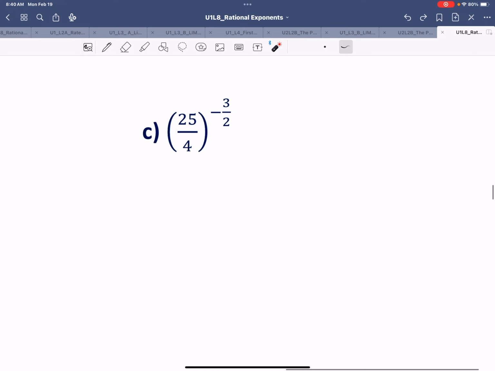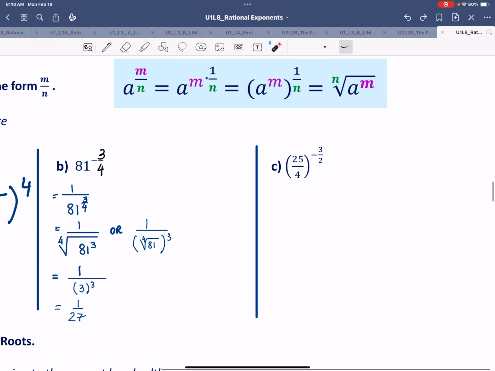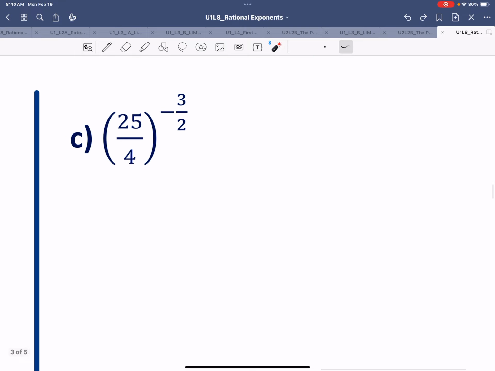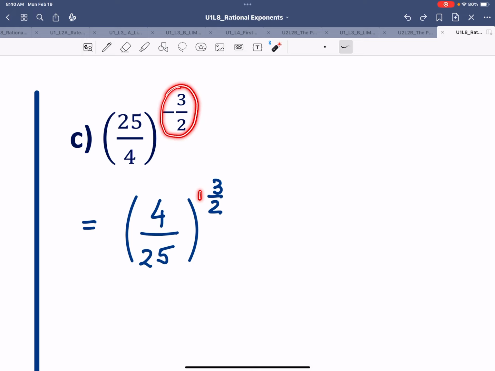So let's take a look at another example, very similar to the previous one, but this time instead of a base with no fraction, we have a base in fraction form. And actually this makes things a little bit easier for us because we can now see what the numerator and denominator are. So we'll take care of the negative in the exponent. So for this, we'll have to flip the base. So from 25 over 4, we'll write it as 4 over 25. And the exponent will change to positive.